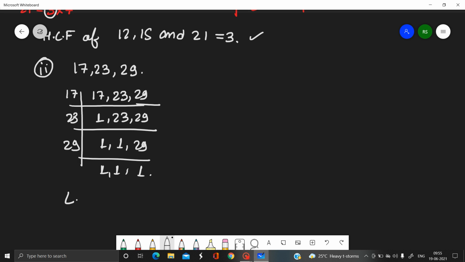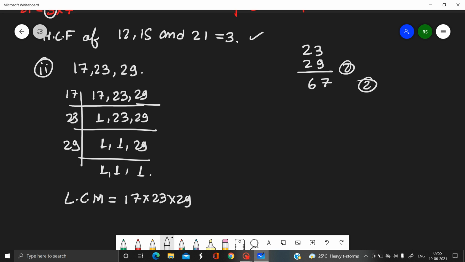So the LCM of these three numbers is equal to 17 into 23 into 29. Let's multiply it. So 23 into 29: 9 3s are 27, carry forward 2, 9 2s are 18, 18 plus 6 will be 24, 24 plus 2 will be 26, carry forward 2, and 2 2s are 4 plus 2 will be 6.